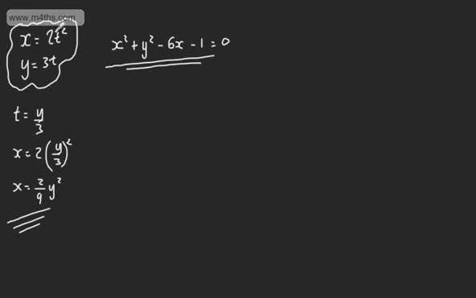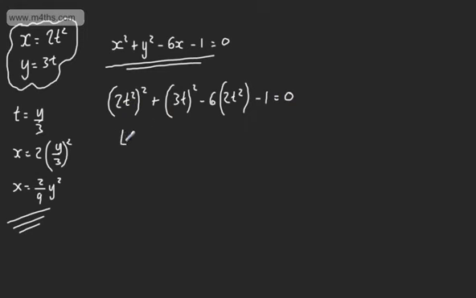If x is equal to 2t squared, I'm going to sub this in right here. So what I'm going to get is 2t squared all squared, plus y squared, well, that's going to be 3t, I'm just putting these in here, and we're going to square that, minus 6 lots of x, which is going to give me 2t squared, minus 1 is equal to 0. So this is now going to give me 4t to the power of 4 plus 9t squared minus 12t squared minus 1 is equal to 0.